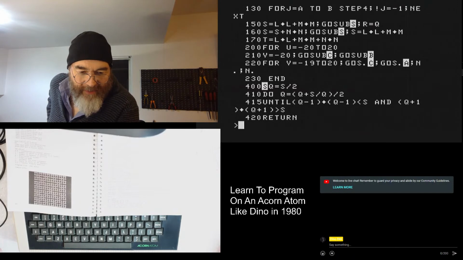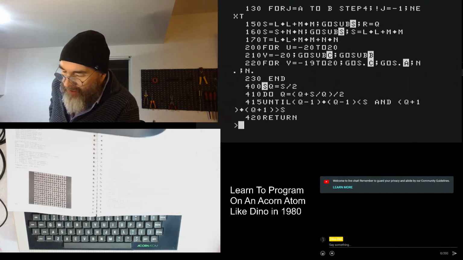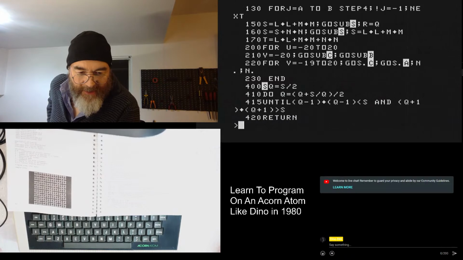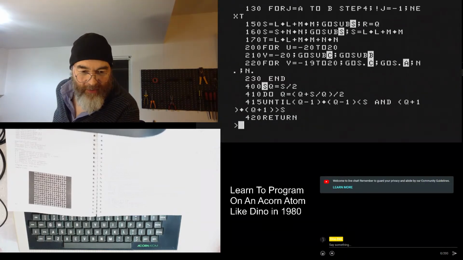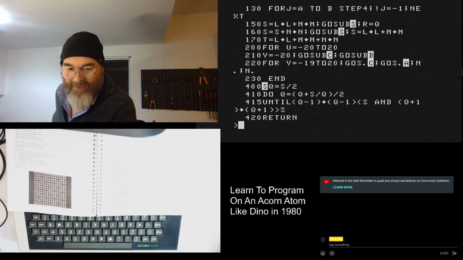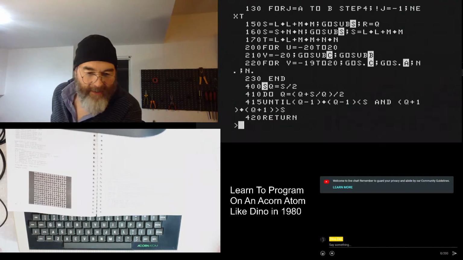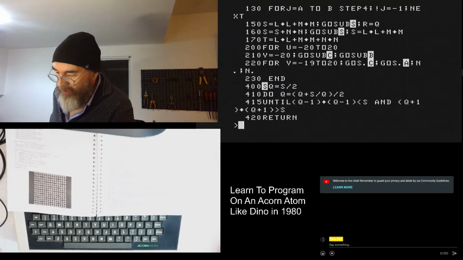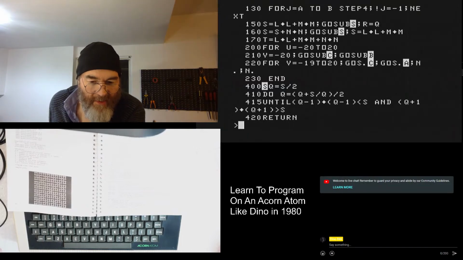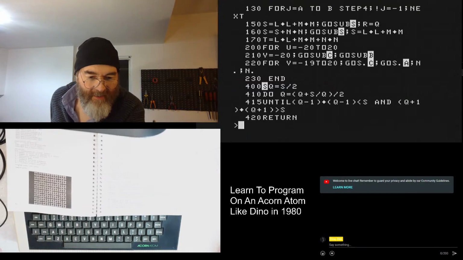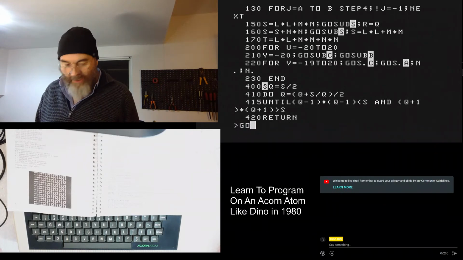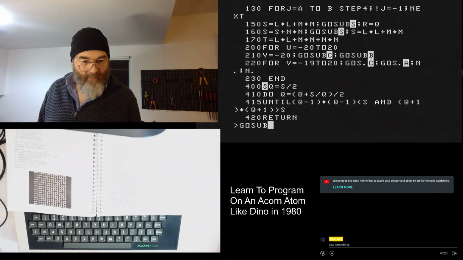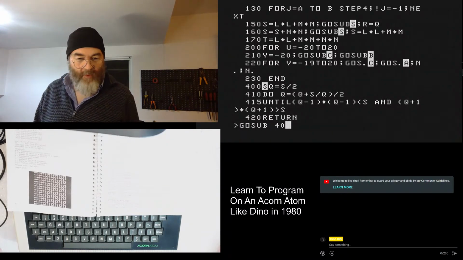It looks alright to me. That's line 400: S. Q equals S divided by 2. Then we do Q equals Q plus S divided by Q, divided by 2, until less than Q, yeah, and then return. Let's try by line number. I can say go sub 400.